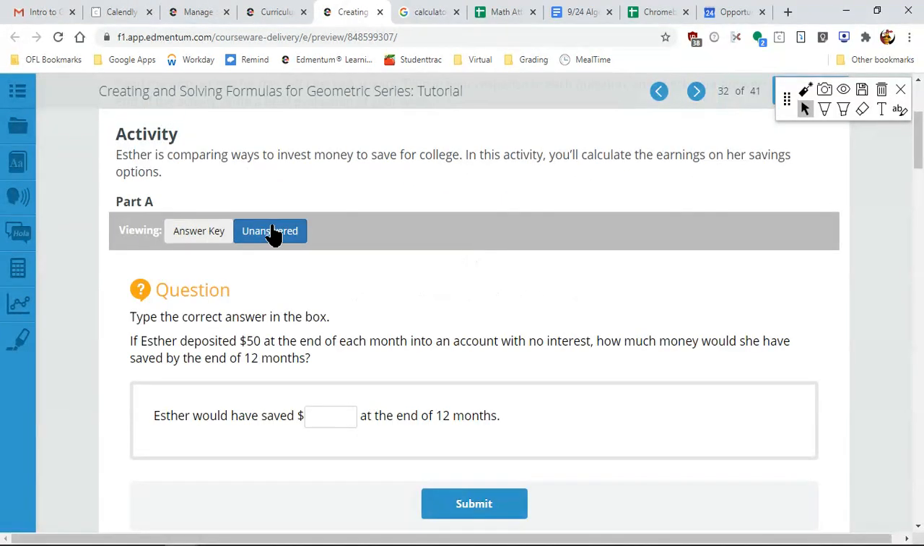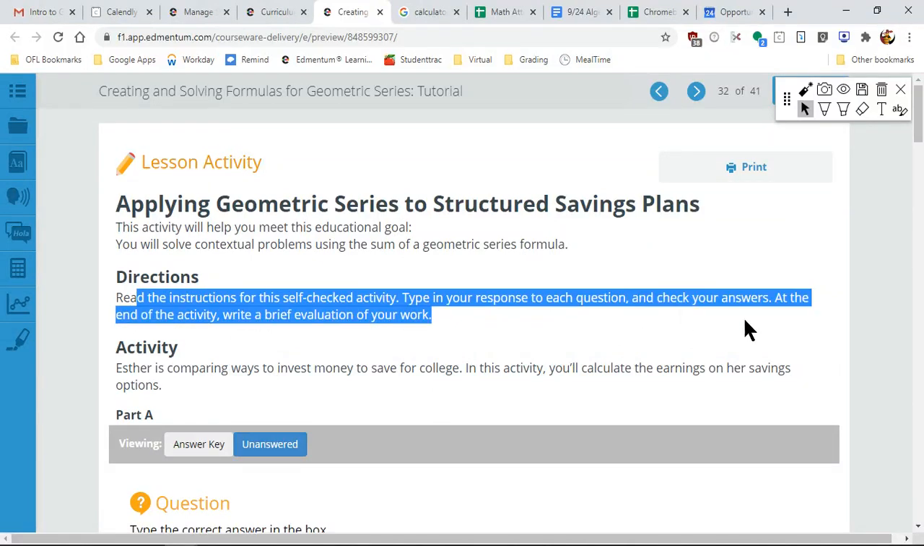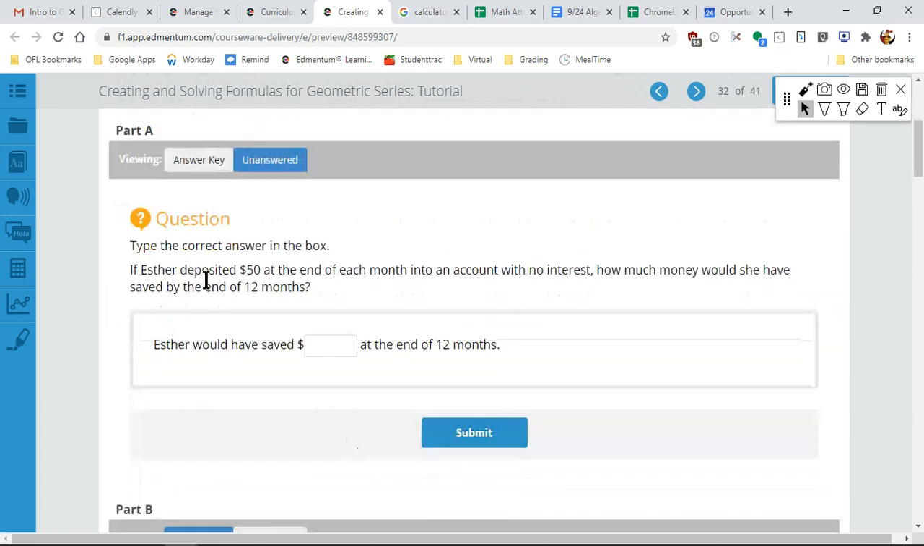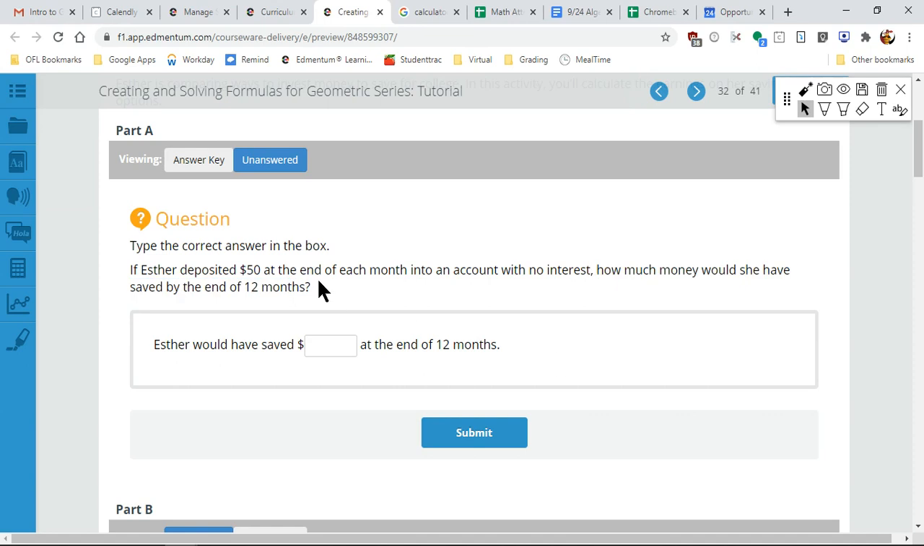All right. So Esther would have saved. So we need to figure out how much money she's saving for college. So in this activity, we're doing geometric series. Esther is comparing ways to invest money. So she deposits $50 in the bank, no interest. How much money would she have to save for 12 months?